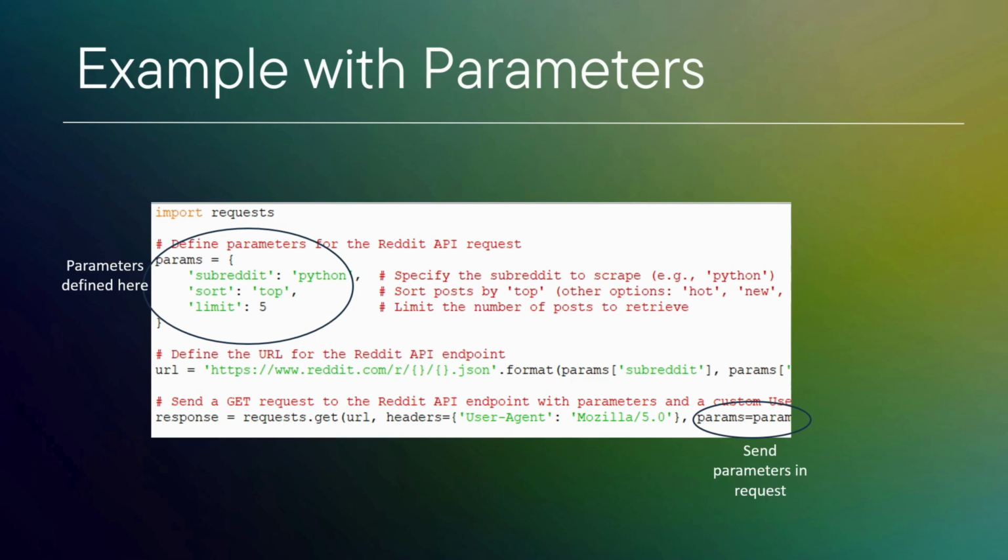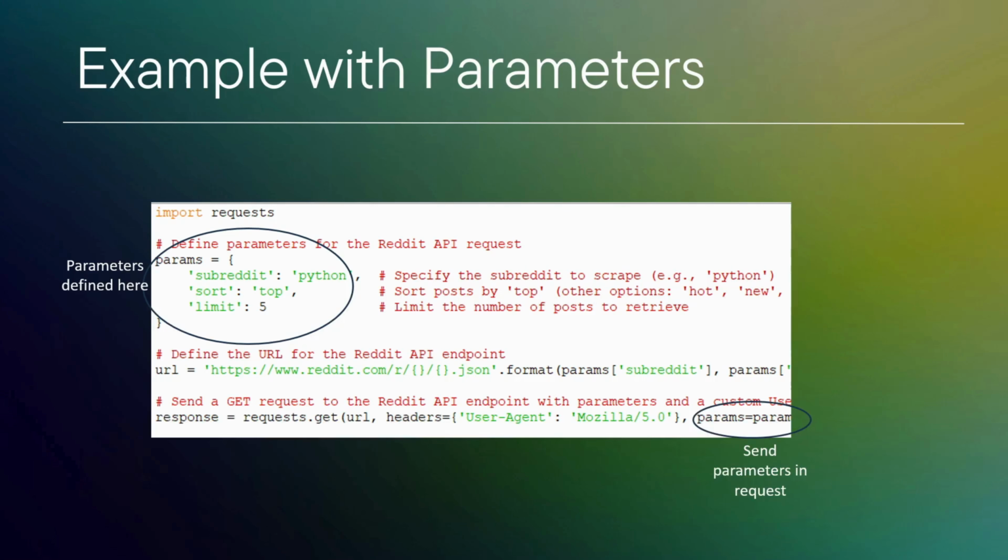For example, in this one I've said that I want this subreddit to be Python. I don't want all the subreddits. I only want to limit the data received to 5 data rows or 5 posts. So this is how I can provide that to the API. Instead of me downloading the data and then filtering it out myself, the API does it for me.